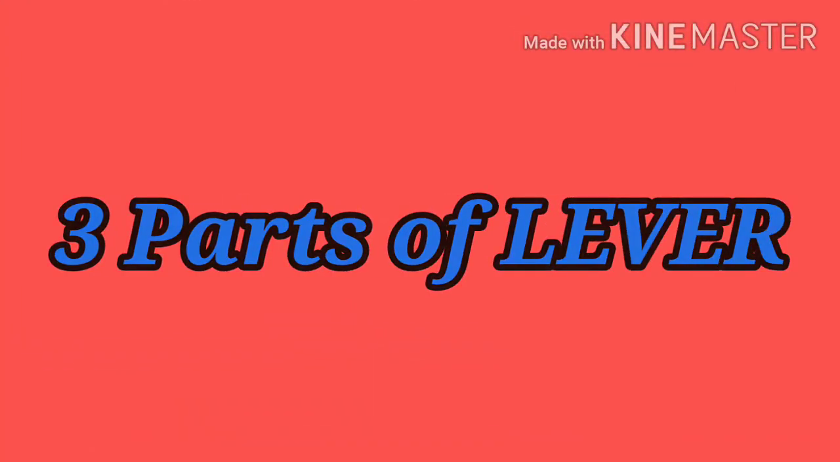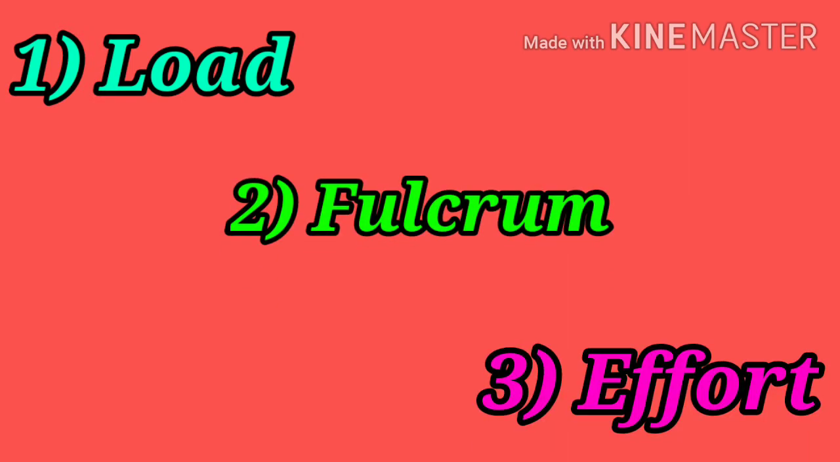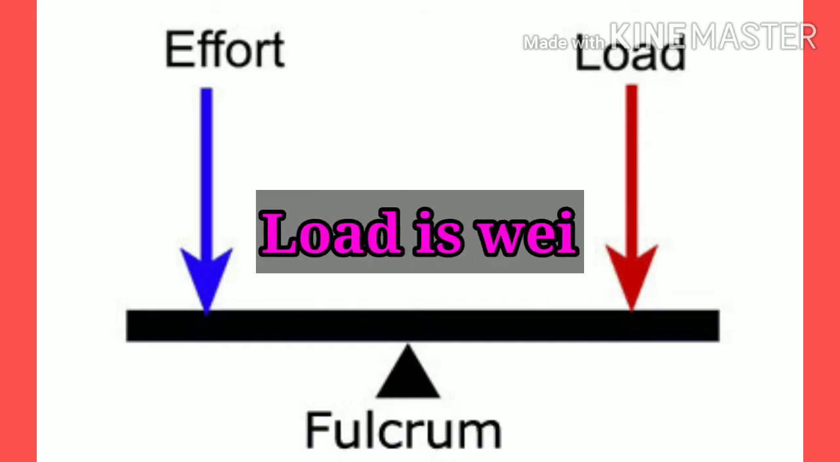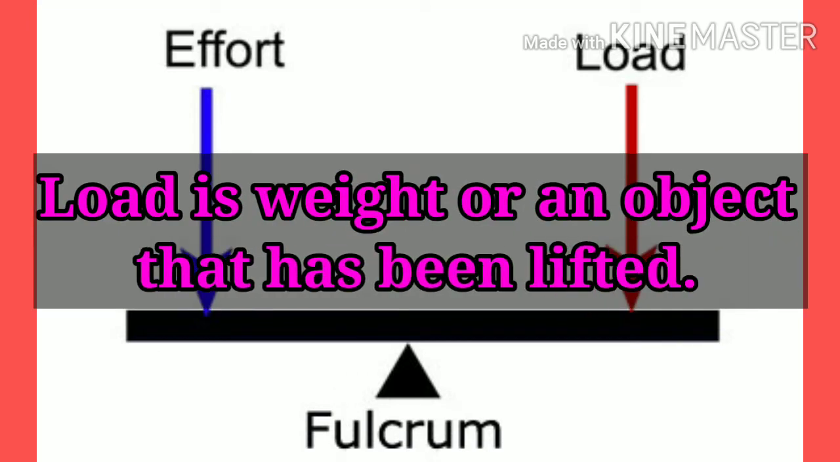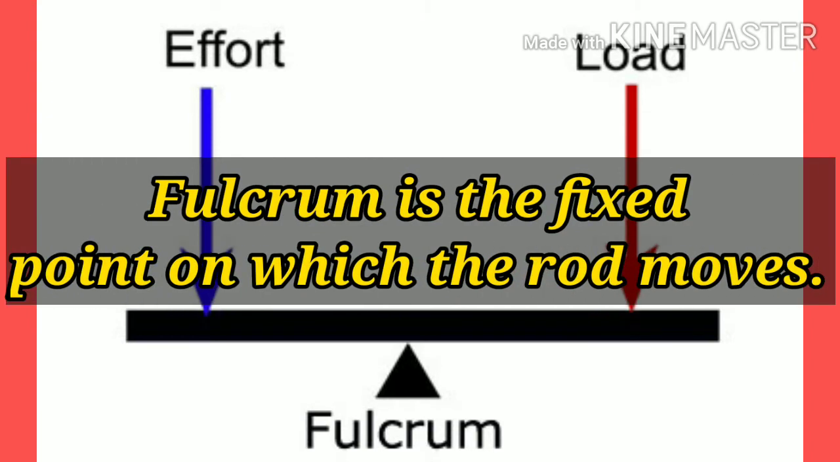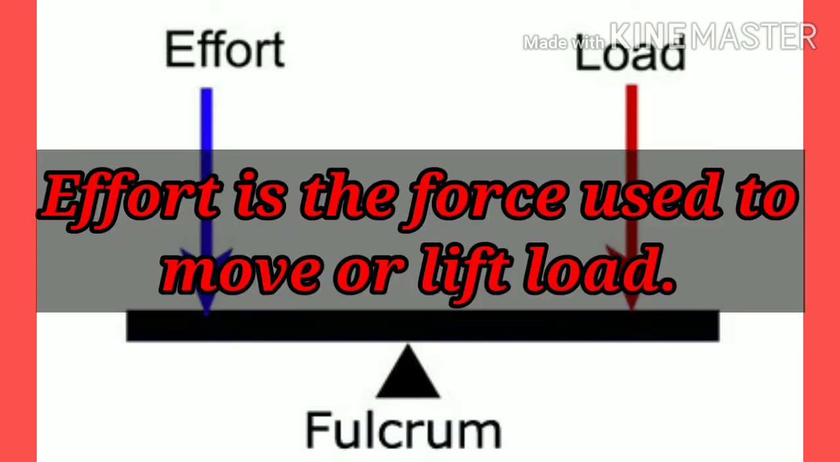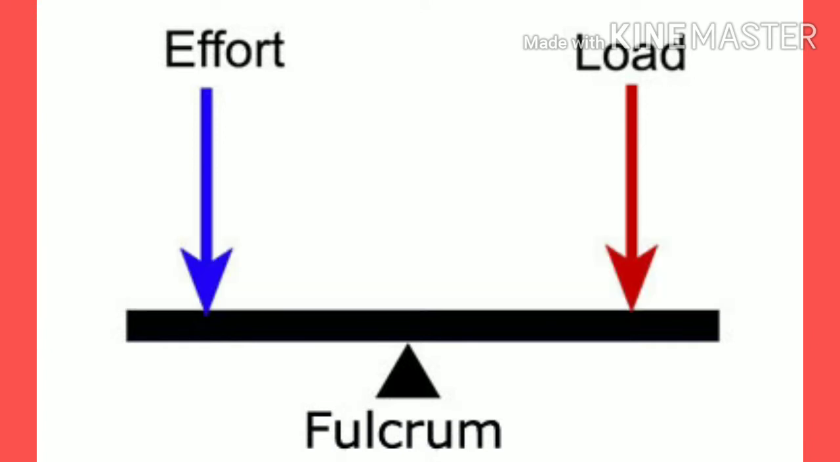A lever has three parts: load, fulcrum and effort. Load is the weight or an object that has to be lifted or moved. Fulcrum is the fixed point on which the rod moves, and effort is the force used to move or lift the load. Now, levers are classified into three different types.